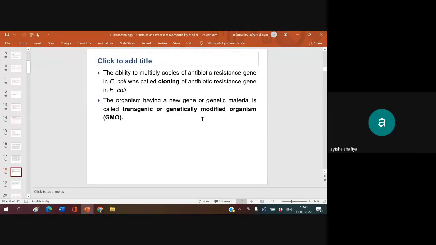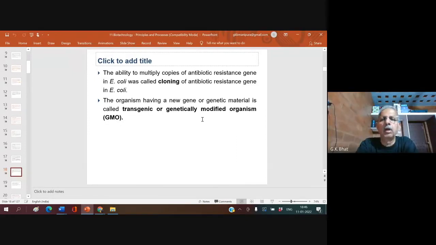Sir, because a desired gene was introduced into the E. coli. Because E. coli got a desired gene there. So it is called GMO.